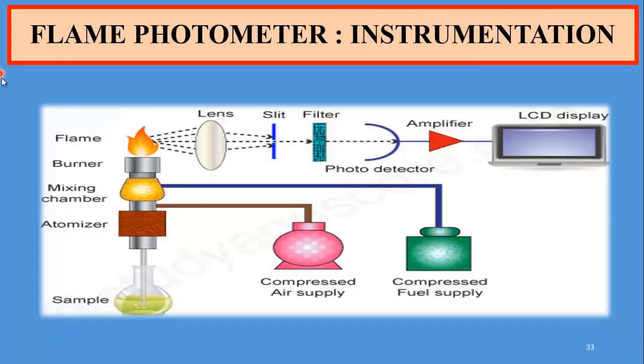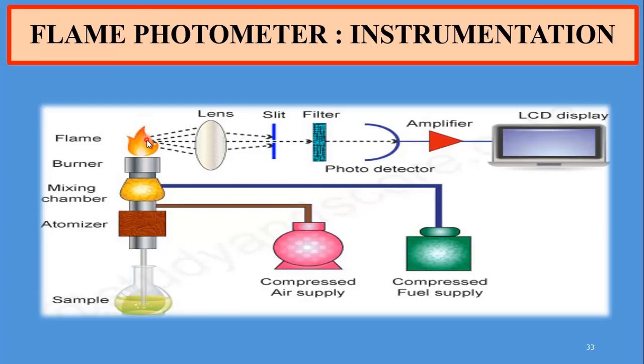This is the diagram which I will now explain again. This is the sample in the form of liquid. This is the compressed air supply, and this is the compressed fuel gas. There are two components which we provide. Compressed air goes into the mixing chamber, and the mixing chamber converts the sample into tiny droplets in the form of aerosol which go onto the flame, and here atomization takes place and then ionization, and it converts into the excited state.